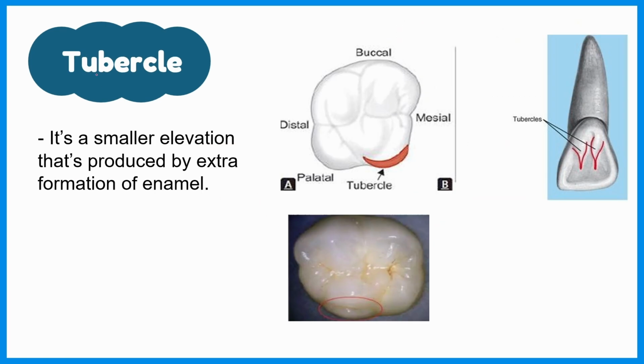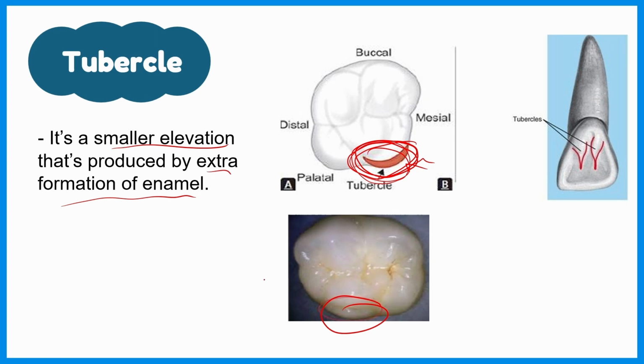So the second thing, we've got a tubercle. The tubercle is a smaller elevation, unlike the cusps, which are large elevations. This smaller elevation is produced by extra formation of enamel. If we look at this picture, you can see some sort of tubercle over there. That's what we call a tubercle. This is called a tubercle or cusp of Carabelli. It's called the cusp of Carabelli, but by definition, it's just a tubercle. Most sources refer to this as a tubercle. It can be found on the maxillary first molar.